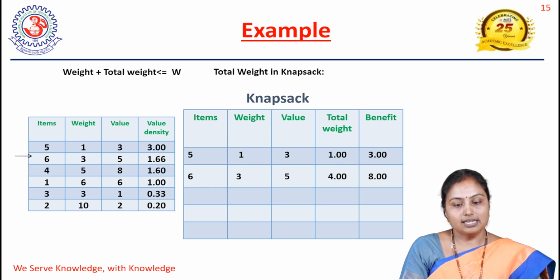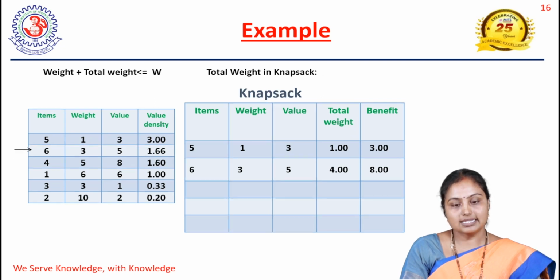So coming to the next item, here again we have to check the constraint. What is the constraint? The total weight is 4, which is less than or equal to 16. Next we have to move to the next item and add it into the knapsack. What is the next item? The next item is 4. The item 4 will be added into the knapsack.